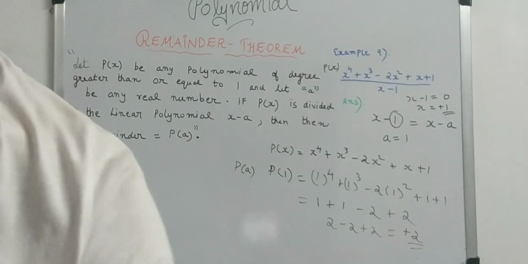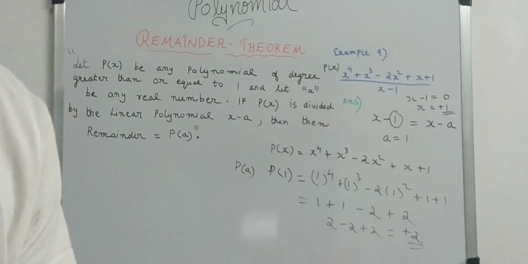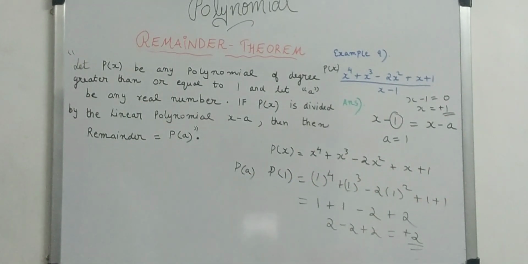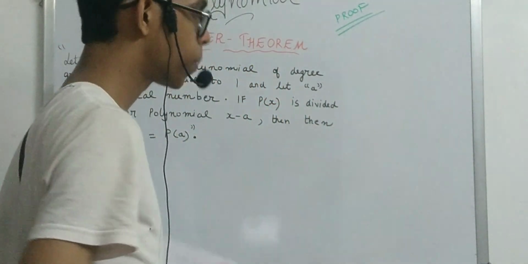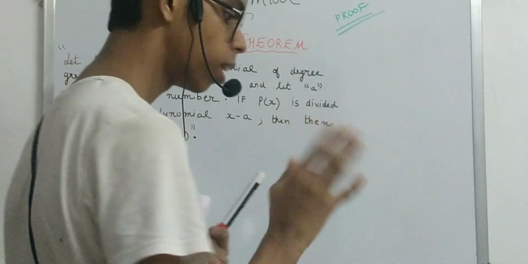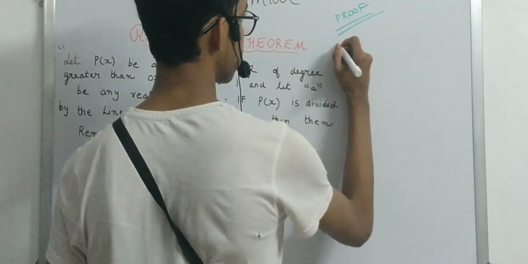So now let us do our example number 10 also to understand it much better. But before that, let's see the proof of the remainder theorem also. Usually it's not asked in the exam, but let's see. So now let's see the proof of the remainder theorem. We are proving this remainder theorem with the note that we have written in a previous class.